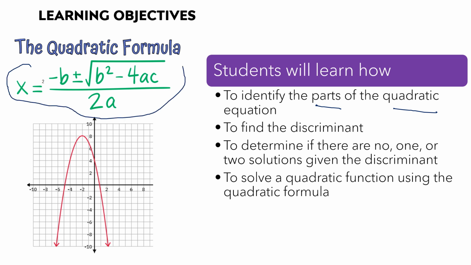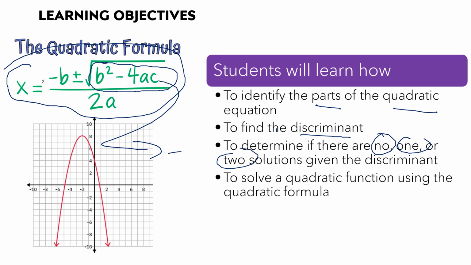Here's what it looks like. And each of these little pieces here has a part. What's most important here is the discriminant, which is just what I circled underneath the radical sign. We're going to find the discriminant first, and we're going to use what we get from the discriminant to figure out if there's no, 1, or 2 solutions. If it's negative, there's no solutions. If it's 0, there's 1. And if it's a positive number, there's 2 solutions.